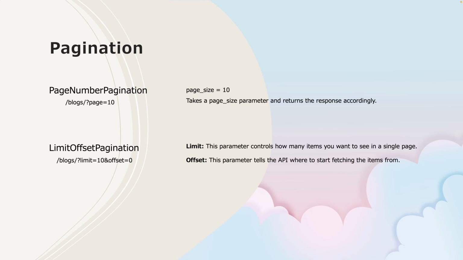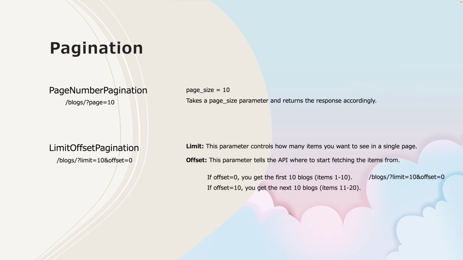For example, imagine your API serves a list of blog posts and you have 100 blogs in total. If your offset is set to 0, you get the first 10 blogs, which is record number 1 to 10. Your URL pattern will be blogs/limit=10&offset=0. So when you set offset equal to 0, your API will fetch the data from 0 plus 1, which is 1, to the limit, which is 10, right?